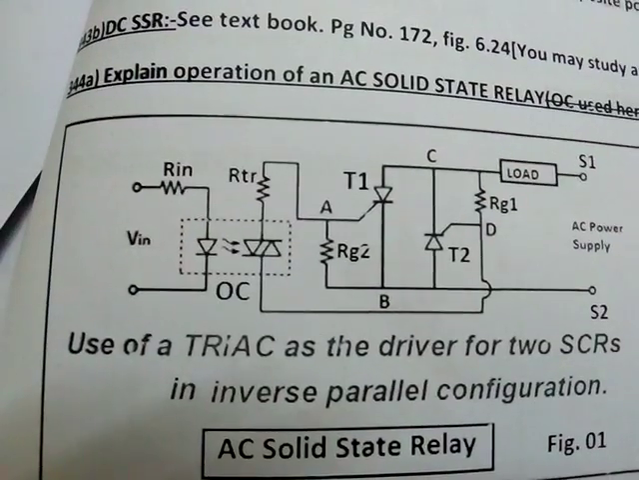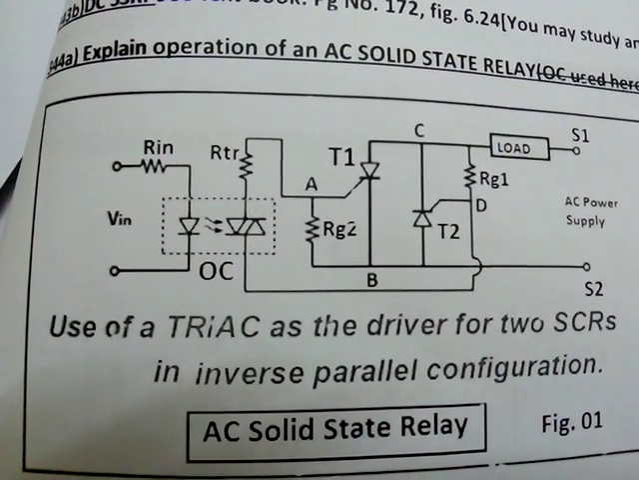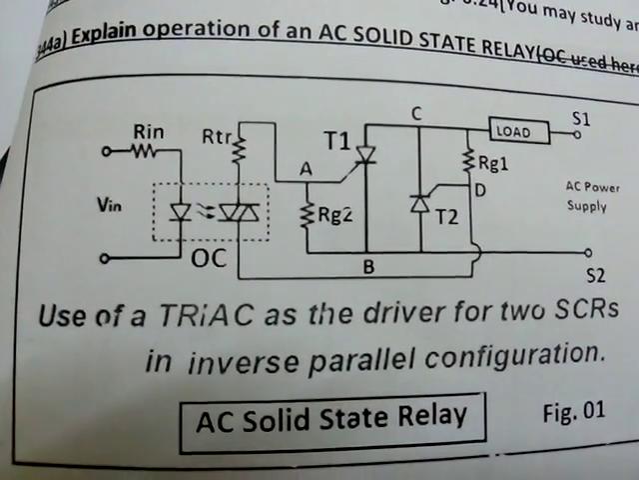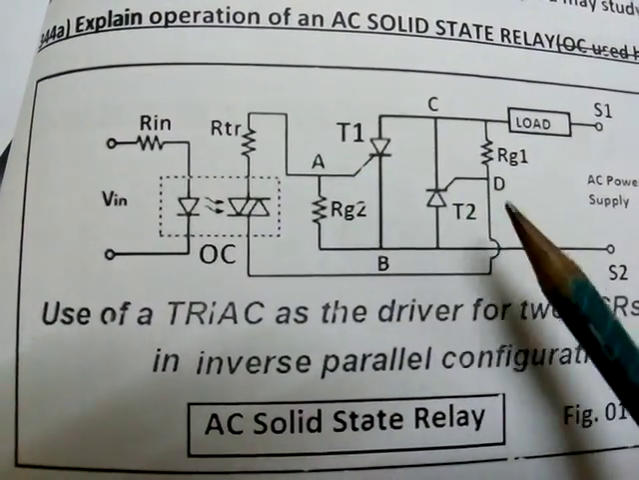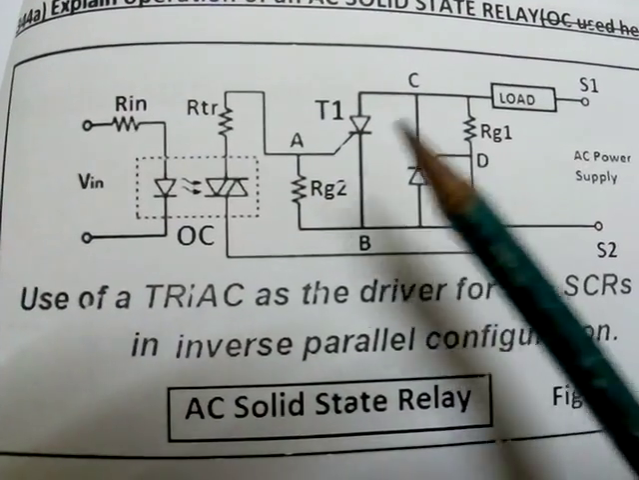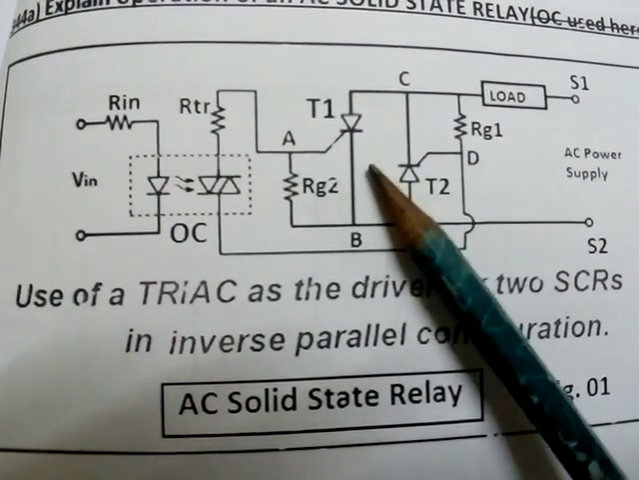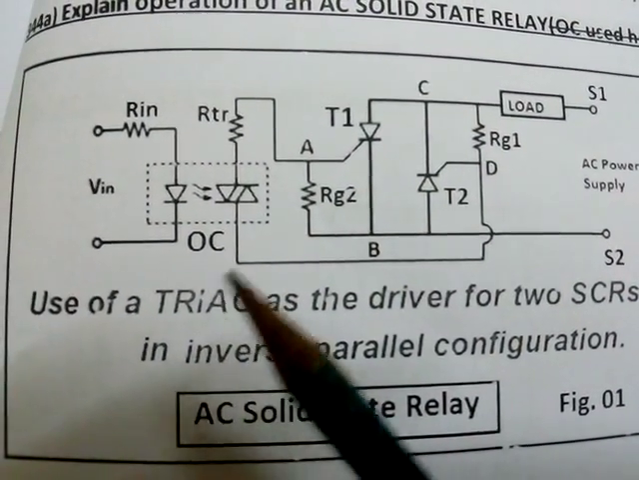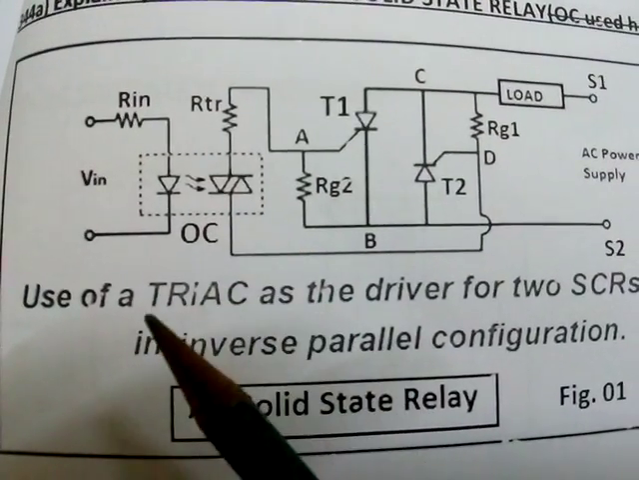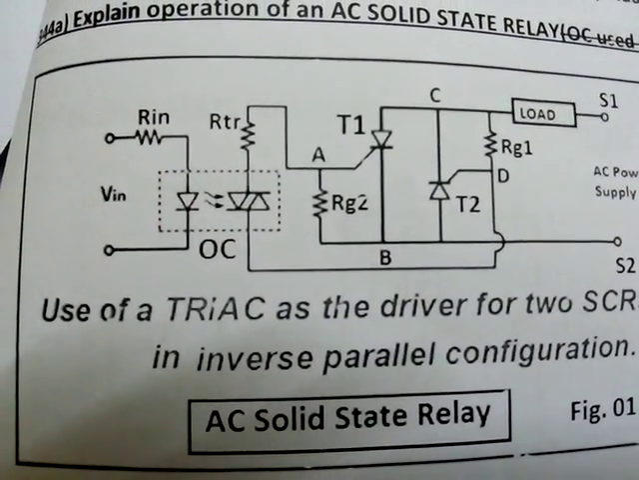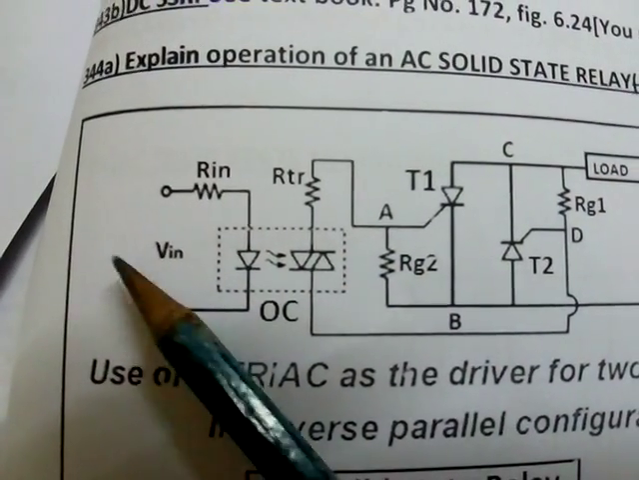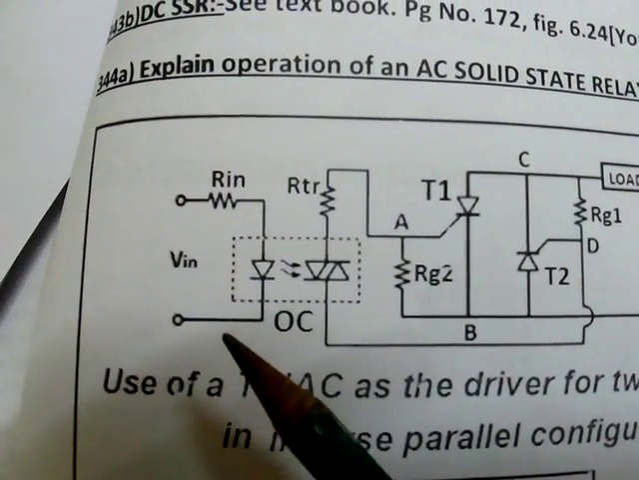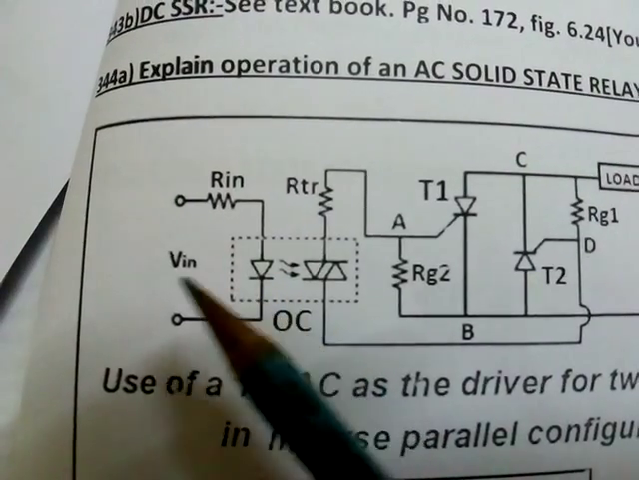Now this is AC SSR. We have two SCRs in anti-parallel. If you have triac, only one triac is enough. Here an opto triac is there which conducts when input signal is given to the LED.